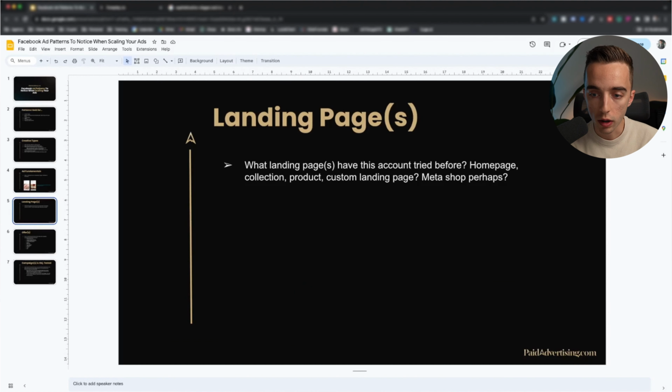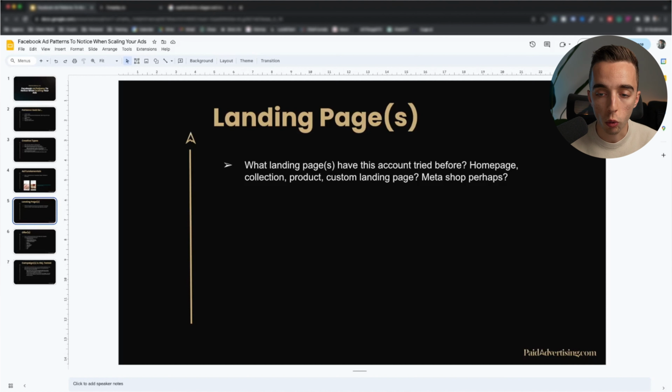Now, landing pages is quite straightforward. What landing pages have I used before? Again, I'm looking through my top 5 to 10 winning ads. Where did I send people on these winning ads? What products were these winning ads about? Did I send people to the homepage? Did I send people to the collections page? Did I send people to the product page? Did I send people potentially to a custom landing page I made? Or perhaps even the Meta shop, right?